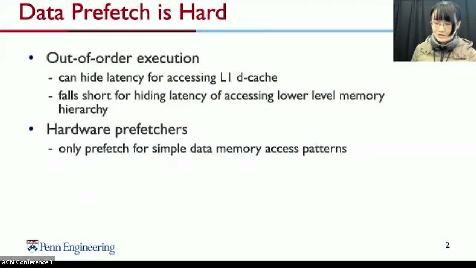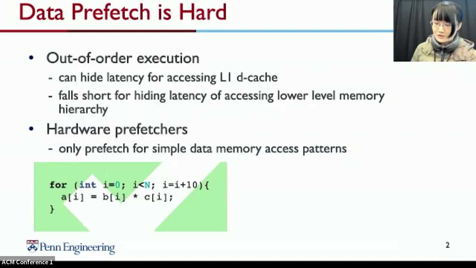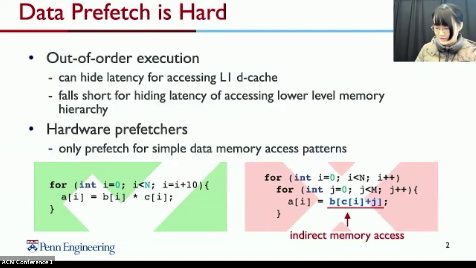Out-of-order execution can hide latency for accessing the L1 data cache, but it is not good at hiding latency for accessing the lower-level memory hierarchy. Hardware prefetchers can only prefetch simple data memory access patterns, but fall short for prefetching indirect memory access or pointer chasing. Therefore, to address the performance degradation caused by data memory access, we must also rely on software prefetching.